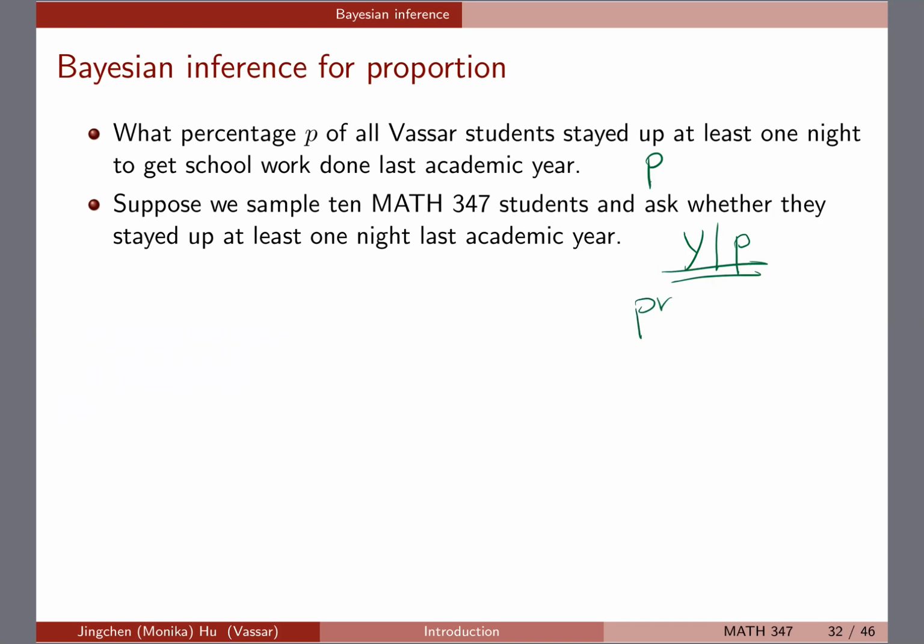We need to have a probability model for this. And as you can imagine, because p is the percentage of all VASA students who did put in an all-nighter, if I get a sample of 10 people and, say, 5 people say that they did that, then it's actually a natural binomial experiment. For everybody, I assume that the person has a p probability of putting in an all-nighter, and the number of people who actually did it out of a sample of 10 will follow a binomial distribution. We'll see that in a moment, and then also see how to arrive at the posterior probability statement.